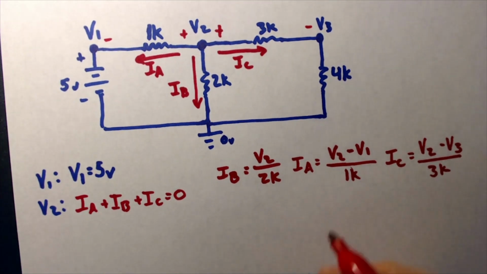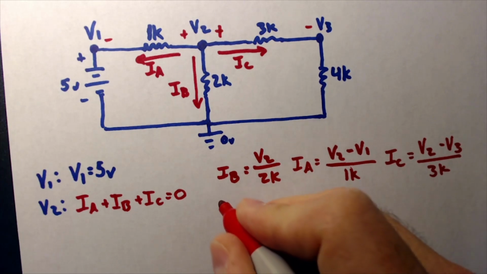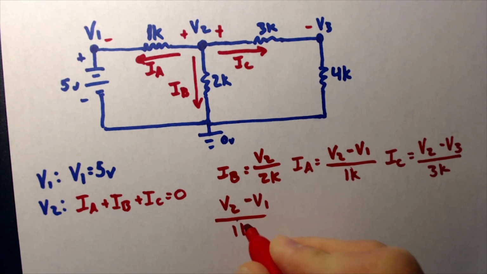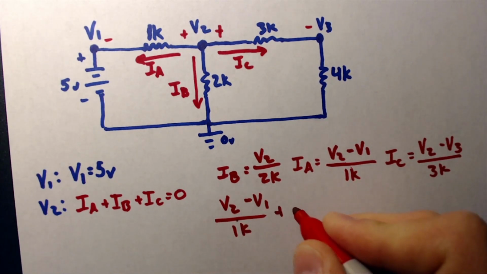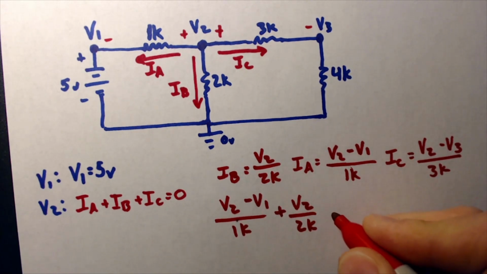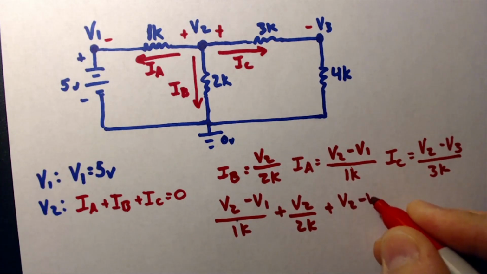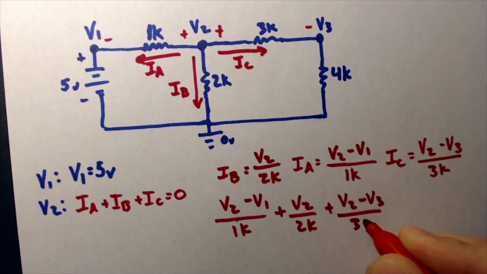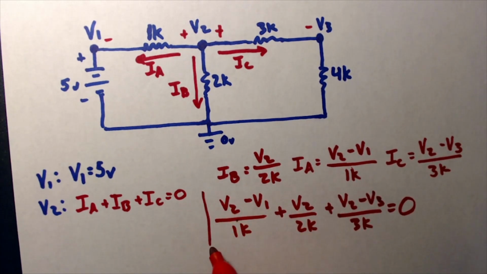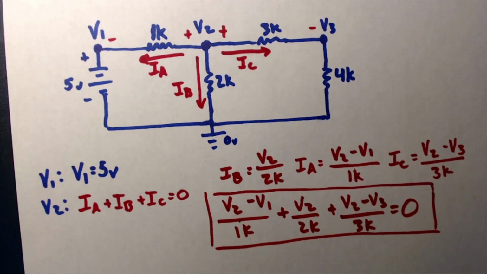Okay, now we can plug all of this back in. IA is V2 minus V1 divided by 1K, plus V2 divided by 2K, plus V2 minus V3 divided by 3K. All of that is equal to 0. And we now have our KCL expression.